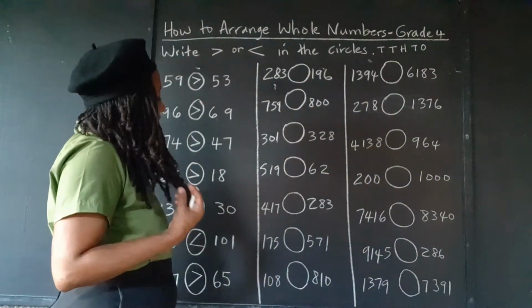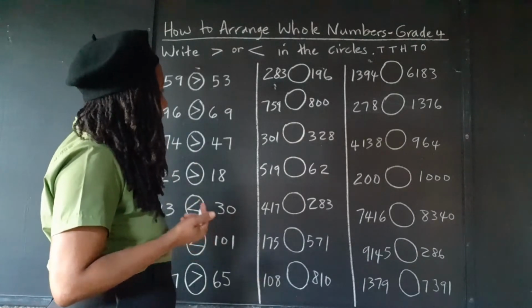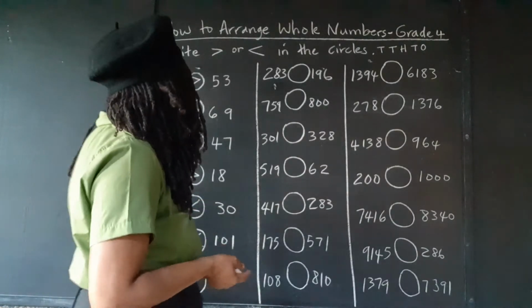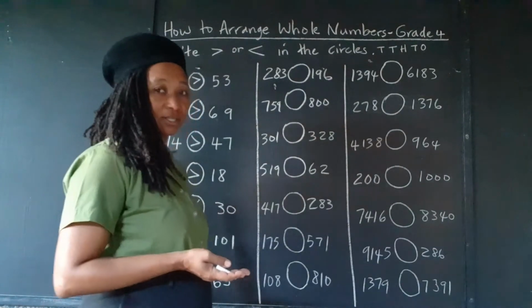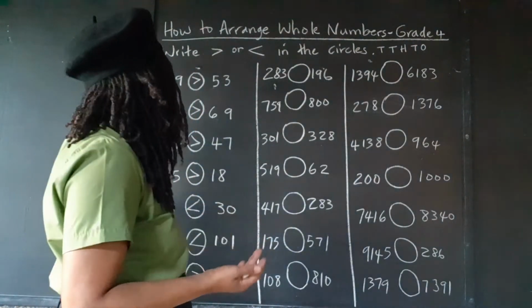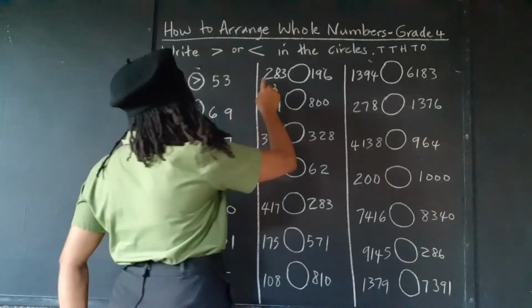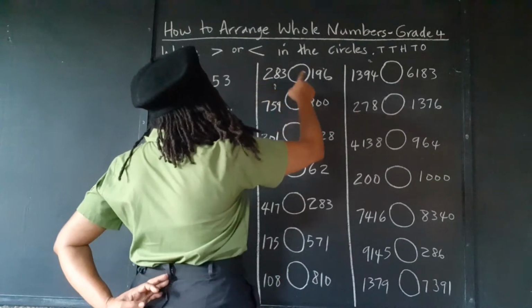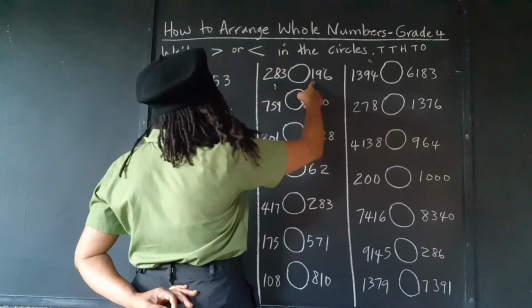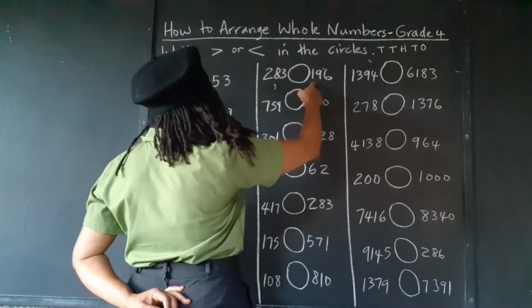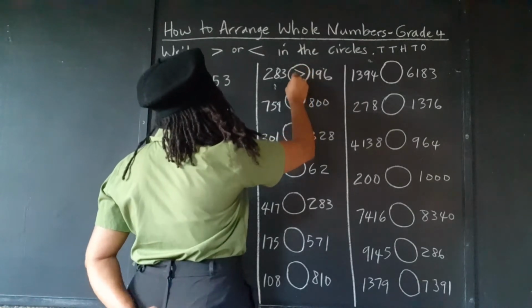So 283 and 196. They both have 3 digits. Hundreds, tens, ones. So let's compare the hundreds. This has 200. This has 100. 200 is greater than 100. So that's the bigger number.